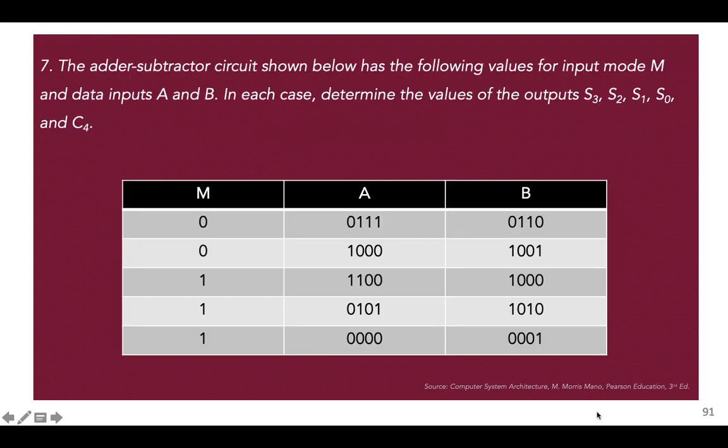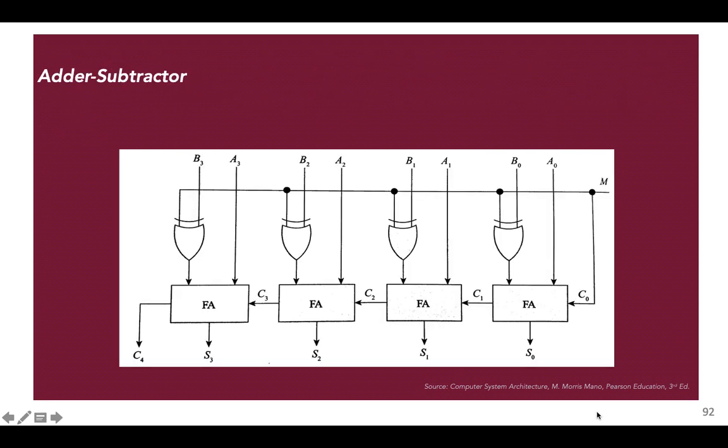All right, next question. The adder subtractor circuit shown below has the following values for the input mode M and data inputs A and B. Remember the adder subtractor? It acts as both an adder and a subtractor depending on what the value of mode M is. In each case, what we need to determine is the values of the outputs. So both A and B, the inputs, are given, the modes are given. All you have to do is remember which mode stands for what and then perform the necessary computation, right?